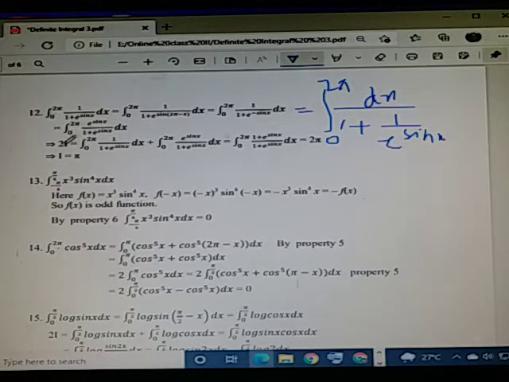Then you make it again twice I. So this one is I, this one is I. After addition, twice I, we get the integrand as 1. So it is the integration of dx, which is x, with limits from 0 to twice pi. It is twice pi. So I is equal to, you divide by 2, it is pi. So this is number 12.